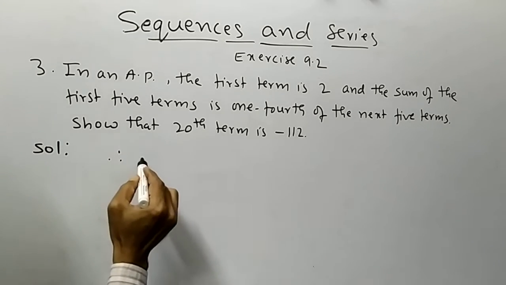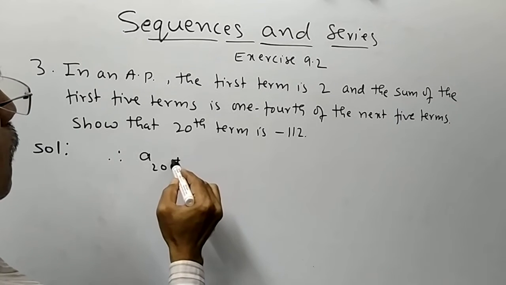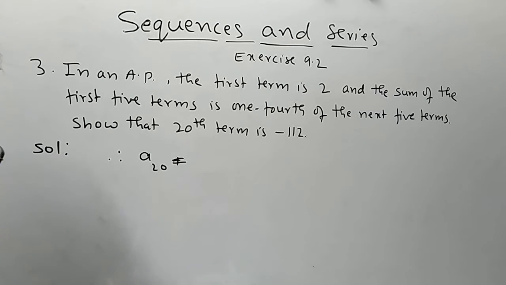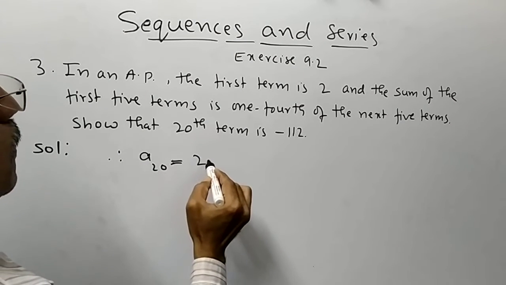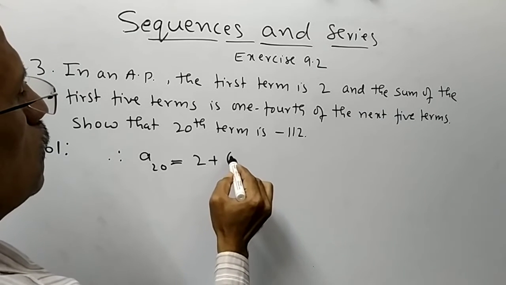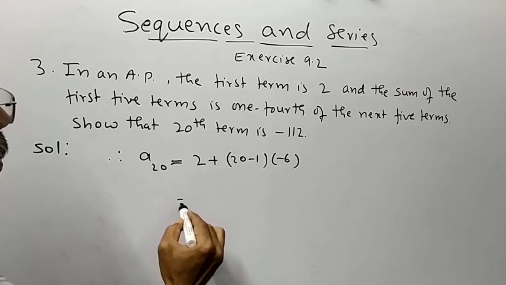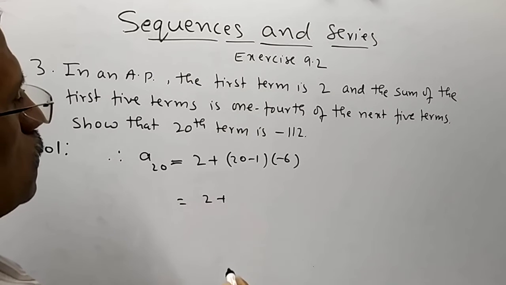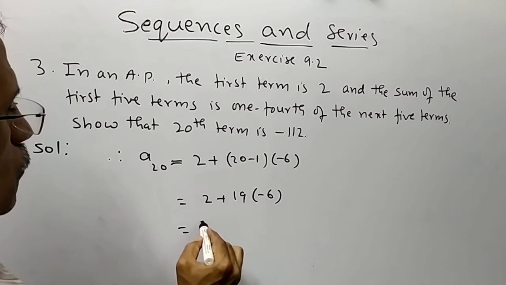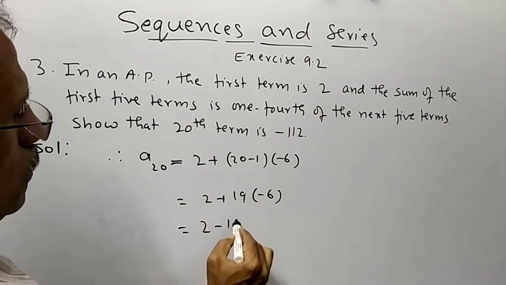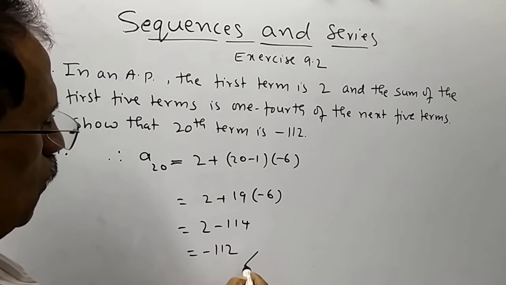Therefore, A20 is equal to A, that is 2, plus 20 minus 1 into D, that is minus 6, is equal to 2 plus 19 into minus 6 is equal to 2 minus 114 is equal to minus 112.